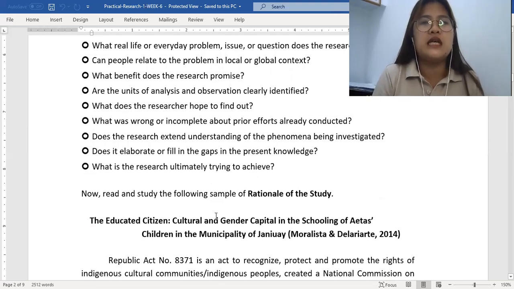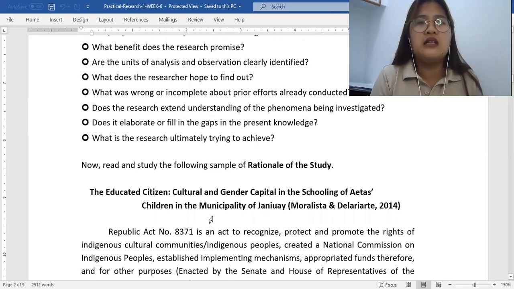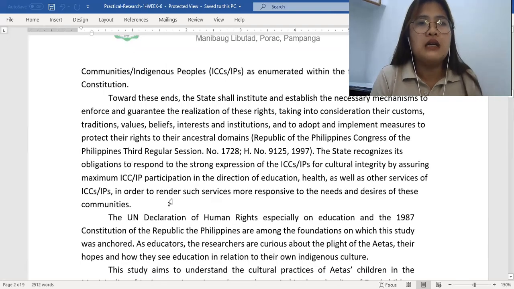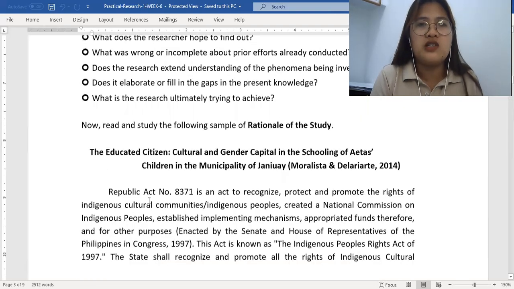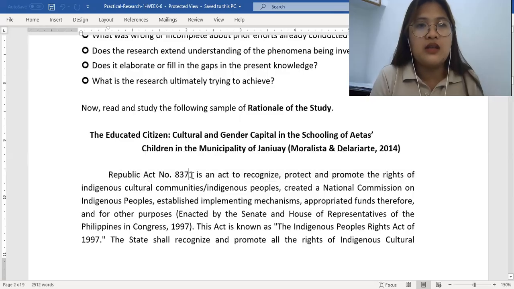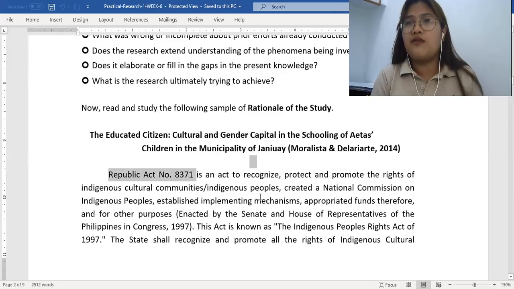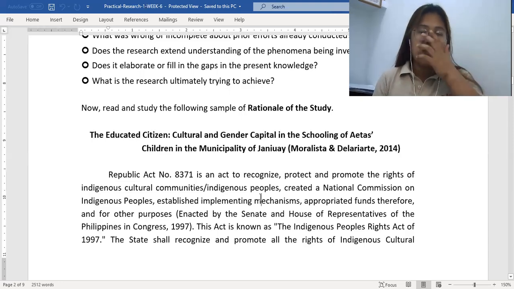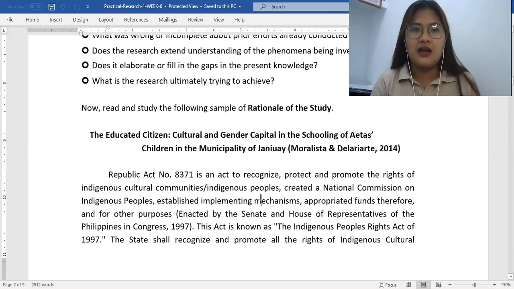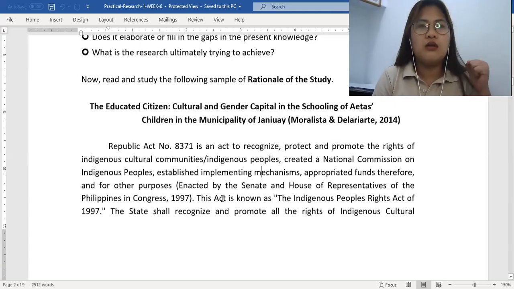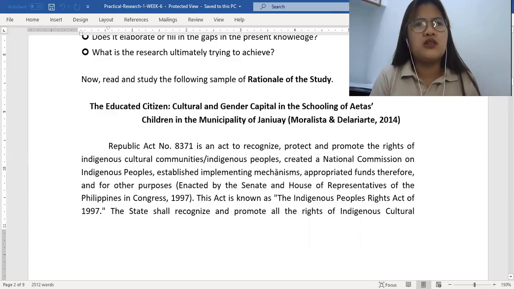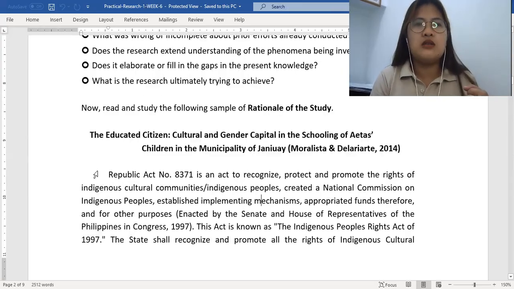This is The Educated Citizen: Cultural and Gender Capital in the Schooling of Aeta Children in the Municipality of Hanibay by Moralista and Dela Rarte, 2014. So, tingnan natin yung forma ng kanilang rationale. Medyo mahaba siya, but look, they started with Republic Act number 8371. Ang lakas na ng sinite niyang batas agad. It gives you the impression na pinag-aralan talaga siya. May strong basis siya.